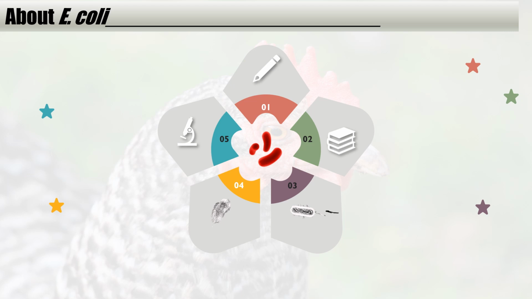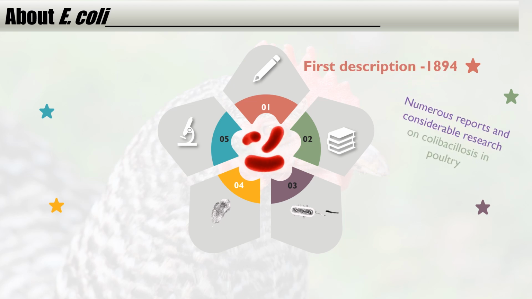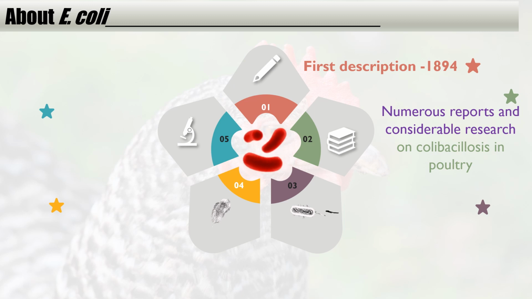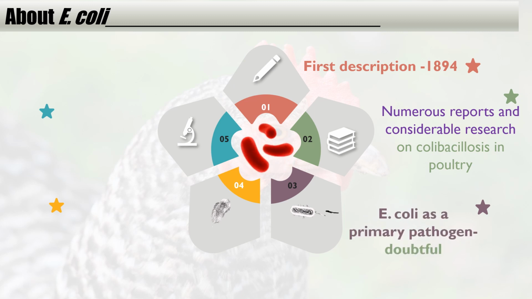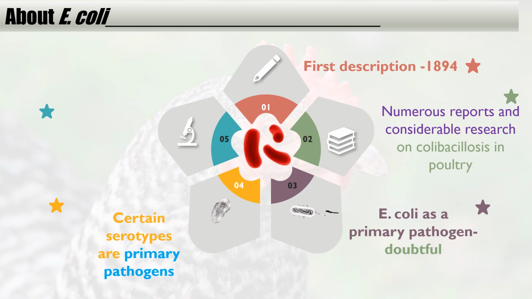Colibacillosis was first described in chickens in 1894. Since then, there have been numerous reports on colibacillosis in poultry, and considerable research on the disease has been completed. Many investigators doubt that E. coli is a primary pathogen. Others are convinced that certain serotypes are primary pathogens, and their opinion seems to prevail.